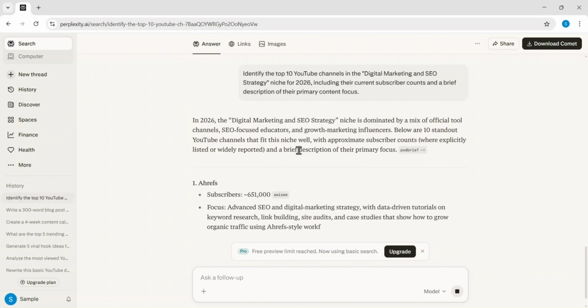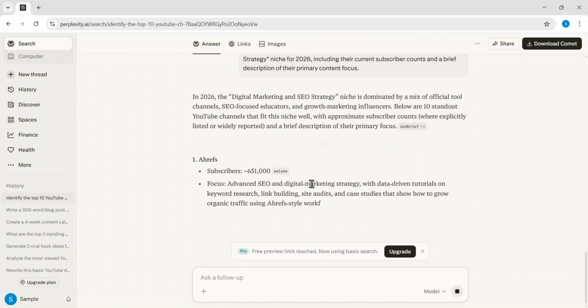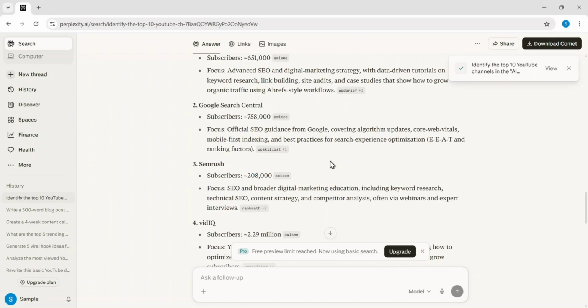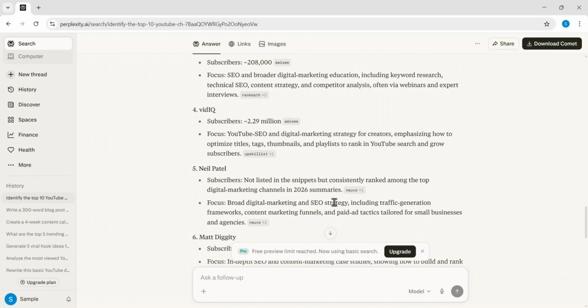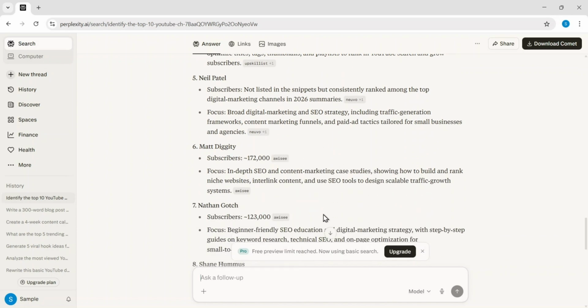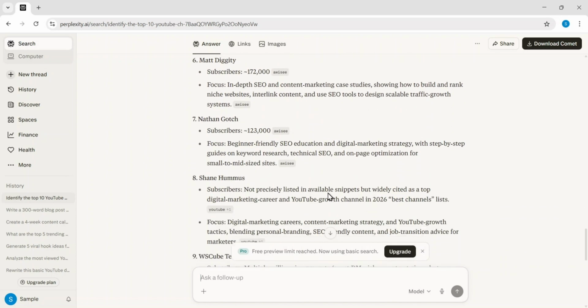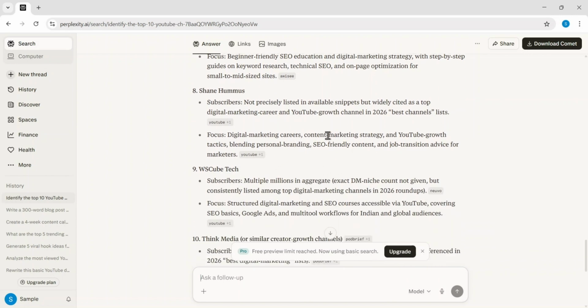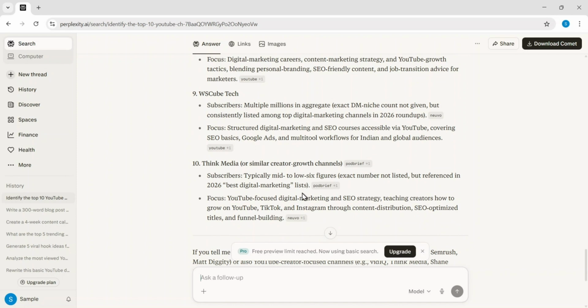Perplexity quickly lists industry leaders like Ahrefs, Semrush, and Neil Patel, giving me a clear look at their subscriber base and core content strategies. These results help me compare different approaches to SEO education, from the technical tutorials of Matt Diggity to the broad marketing case studies shared by Think Media.